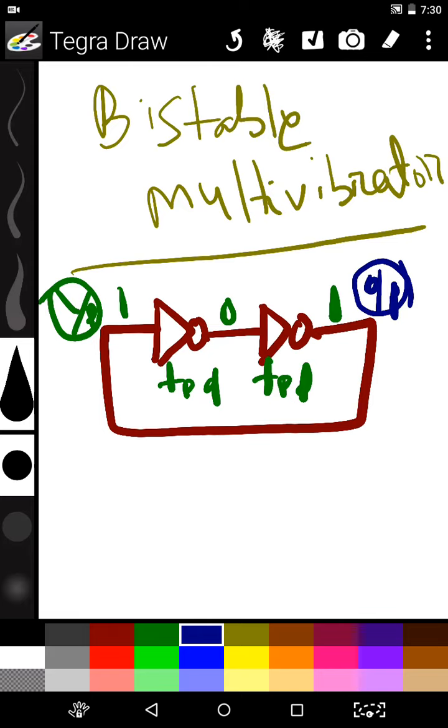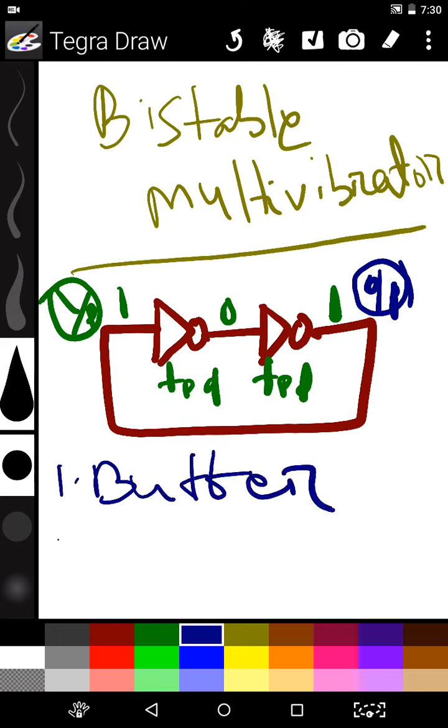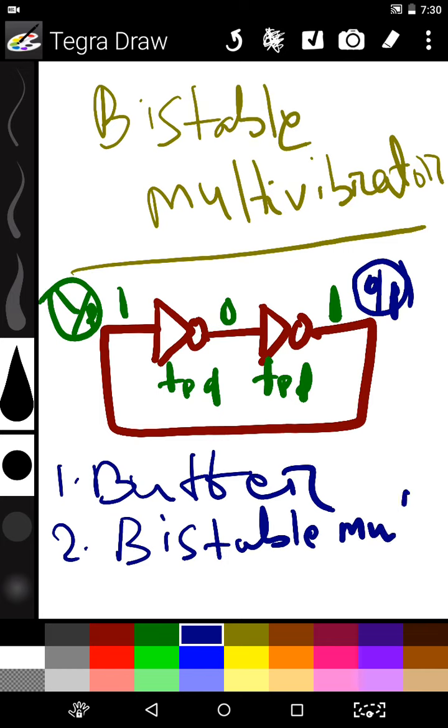After 2 TPD time. If an even number of transistors are connected in loopback connection, then the total propagation delay will be the total number of gates times the TPD time. TPD is the propagation delay of the individual NOT gate. This is a buffer circuit. This is also called a buffer circuit, bistable multivibrator, or memory.